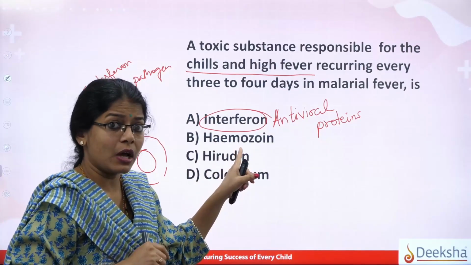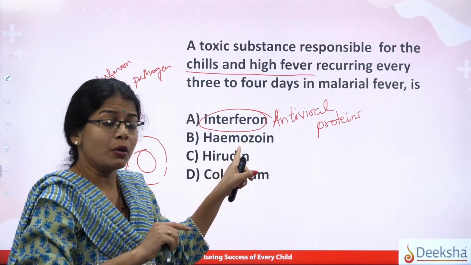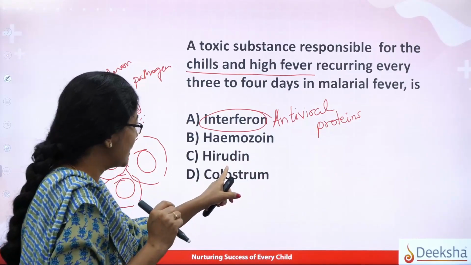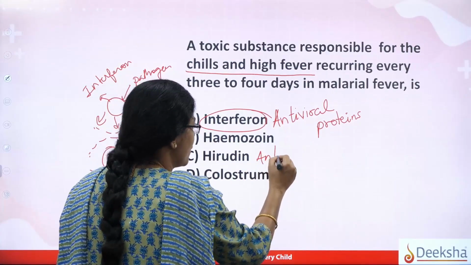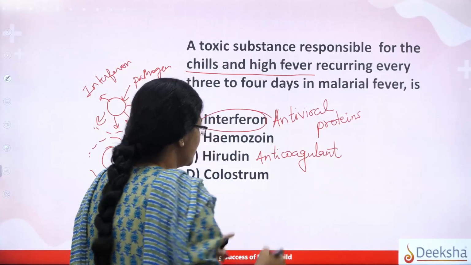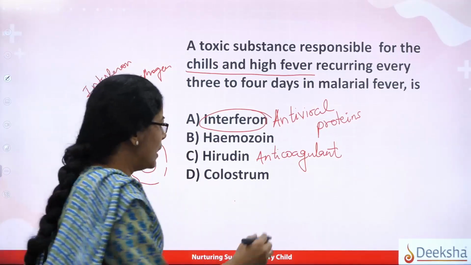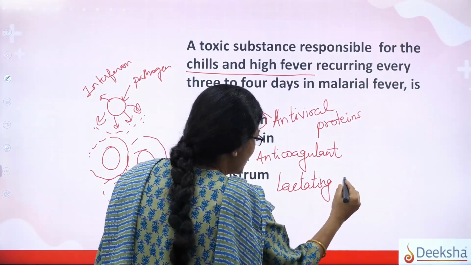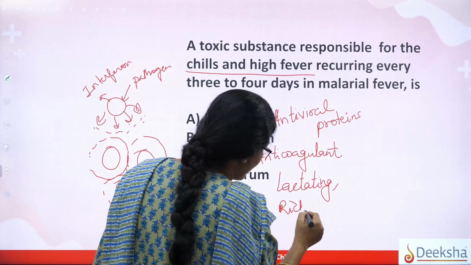As we studied right now, hemozoin is a chemical substance produced by the rupturing of the RBCs during the life cycle, that is the asexual cycle of the parasite Plasmodium vivax. Next is hirudin. Hirudin is basically an anticoagulant. And the last option is colostrum. Colostrum is the yellowish fluid present in the milk of the lactating mother, and it is found to be rich in antibodies.